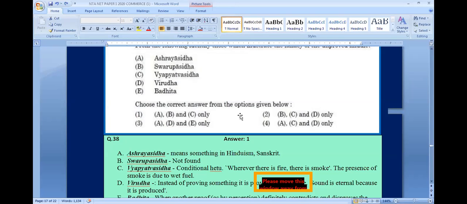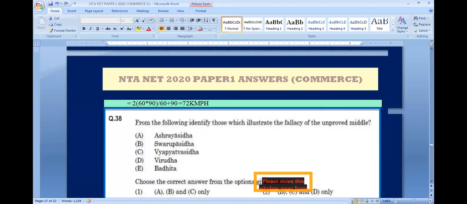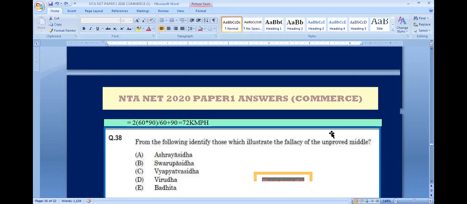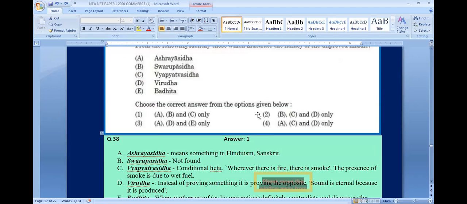Asiddha, which means something unproved in Sanskrit. This is how you should link it: when you say something is unproved, A is correct. Wherever A comes, that is the answer. I rule out B. Now check which is appearing the maximum: D twice and C twice. Okay, let me check out C.